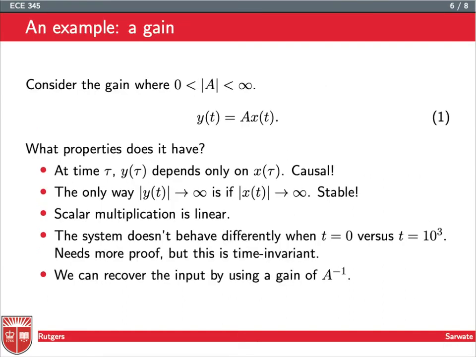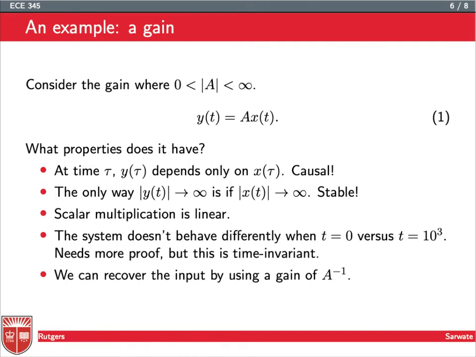Let's look at a positive gain A applied to a signal. So y of t is A times x of t. What properties does it have? Well, at time tau, y of tau only depends on x of tau, right at that time tau. So this system is causal. And if I look at it, the only way for y of t to blow up to infinity is if x of t also blows up to infinity. So if x of t is a bounded signal, then the output is always going to be bounded by A times the maximum value of the input signal, and so it's stable.